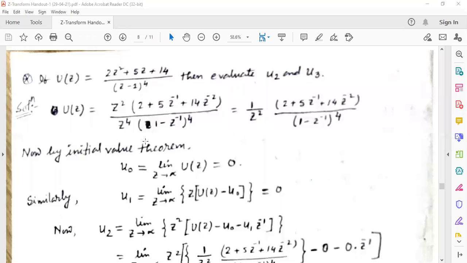If uz equals this, as z tends to infinity, z square tends to infinity, so 1 by infinity is equal to 0. So 0 into something, the total is 0. That is the initial value. Similarly, u1 was previously limit z tends to infinity of z into uz minus u0, that is also 0.